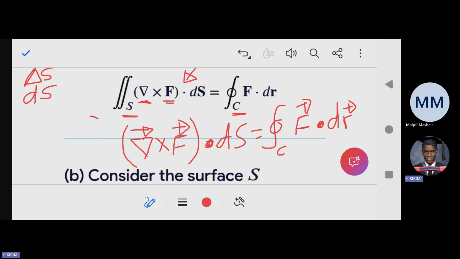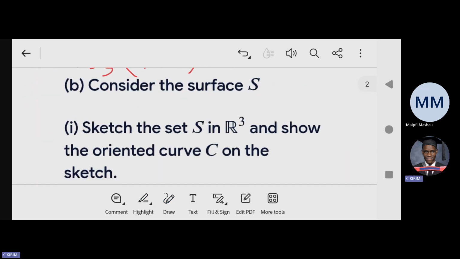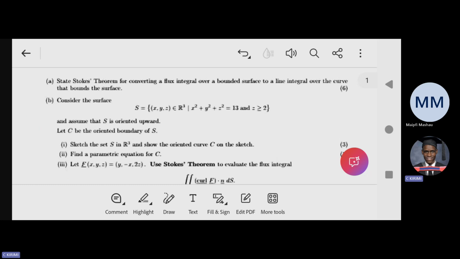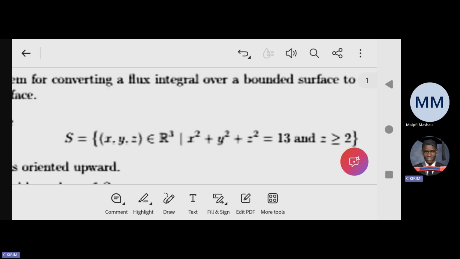And obviously there are integrals there over that surface. All right, let's move on to the next question. So the next question now is saying, consider this surface S. So that is our surface S.